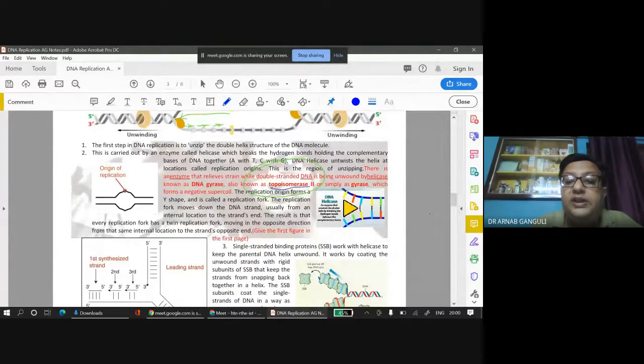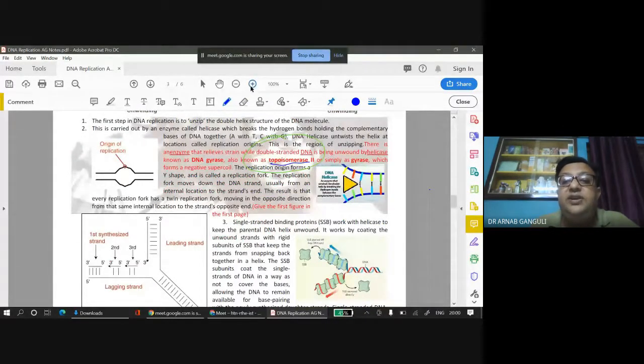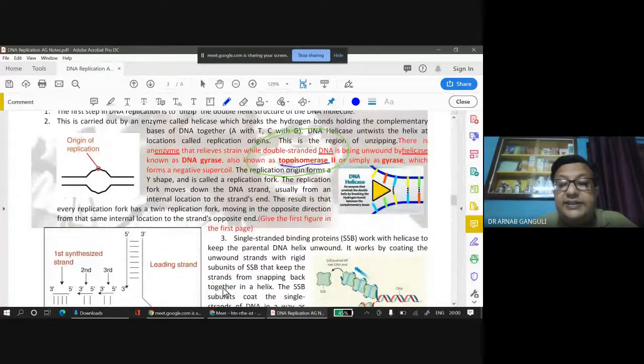Topo 2 বলা হয় তাকে, topoisomerase 2 or gyrase. এবারে function of DNA helicase is an enzyme that unwinds the double helix by breaking the hydrogen bonds between complementary bases.